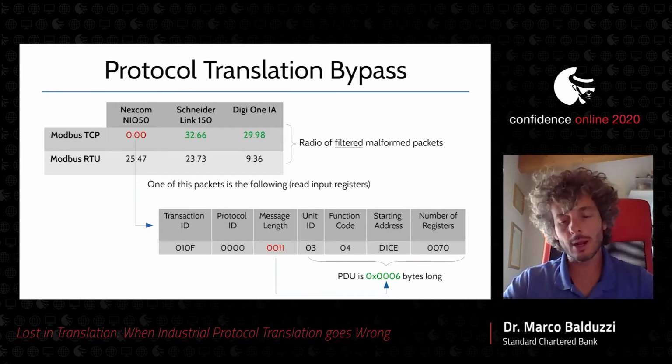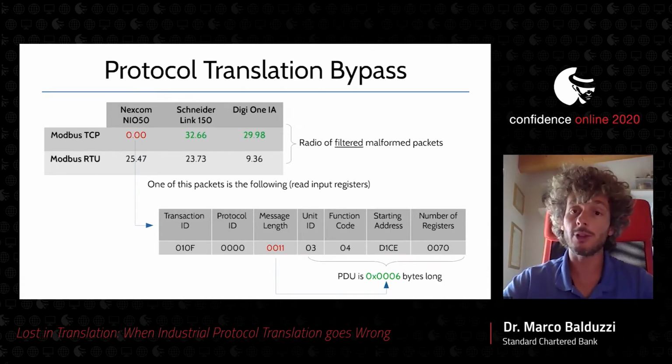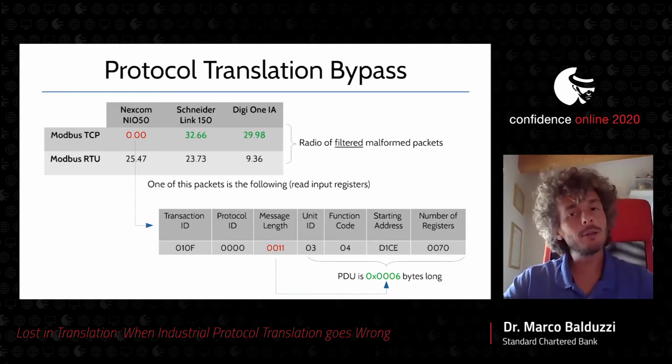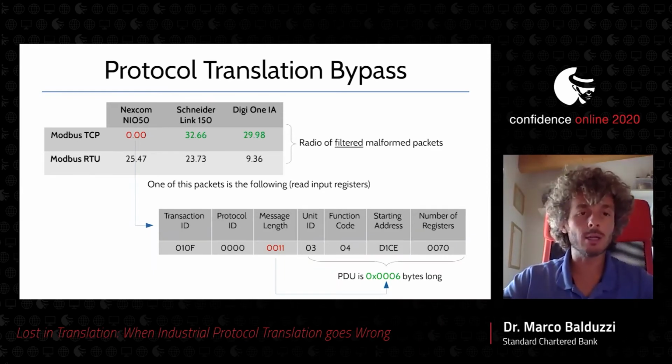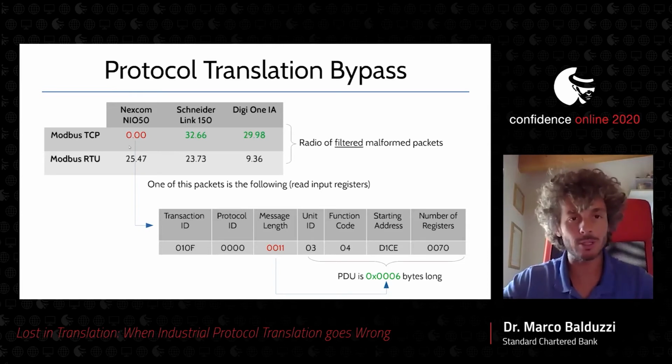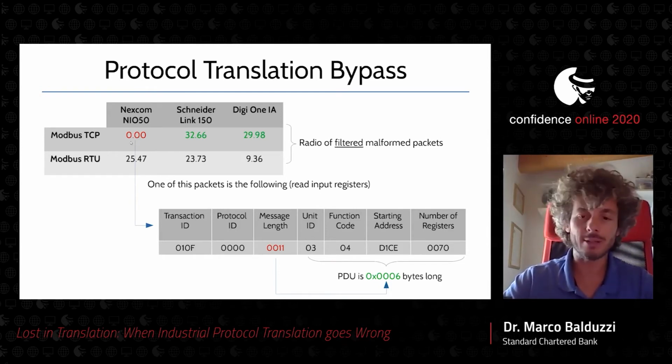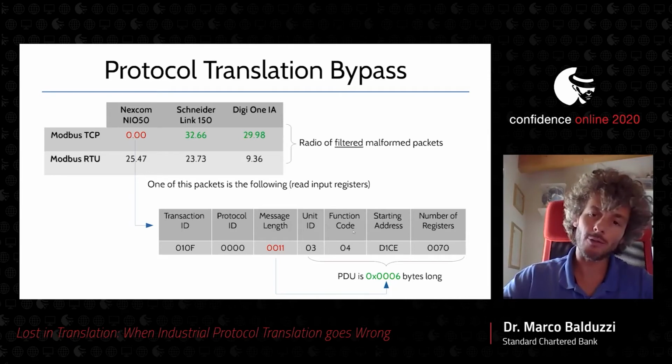So first we started testing our devices to see how reliable they are when it comes to filtering malformed packets. And it turned out that one of these devices was not able to filter any malformed packet. You can see the 0 here. So we said, okay, probably this device does not have any filtering mechanism in place. Some of these packets turn out to have a wrong message length information.